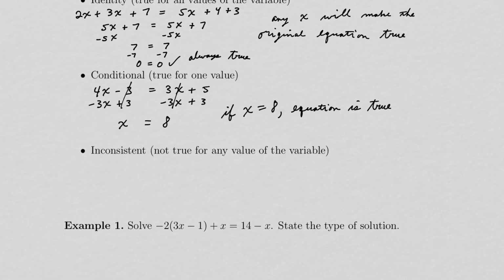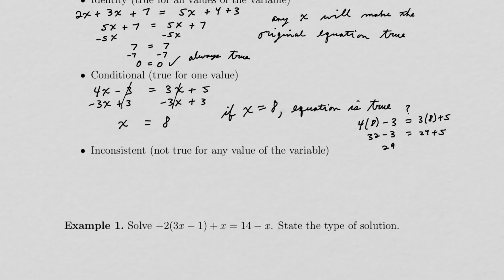By the way, you can check that by plugging it back into the original equation, right? So where I have an x, I could plug in an 8. Remember, it was 4 times x, so 4 times 8 minus 3. Does that equal 3 times 8 plus 5? So 4 times 8 is 32 minus 3. Does that equal 24 plus 5?